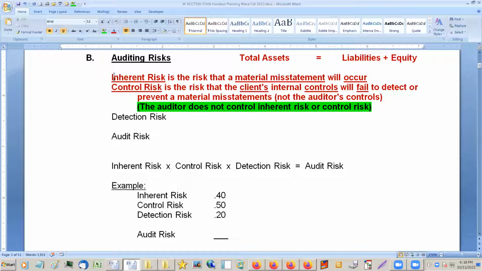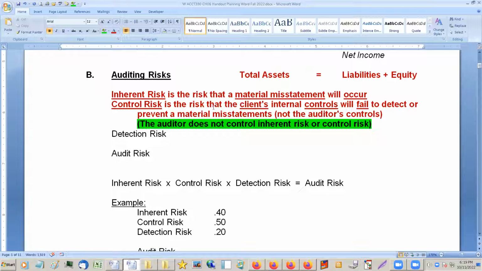We don't control whether the client might have a material misstatement occur either through mistakes or through fraud. We can't control that. If we could, audits would be really easy. We'd tell them to knock it off and you'd be done. Control risk: again, we don't have control over the client's internal controls. You may say, well, wait a minute, if there's a problem with their internal controls, can't we tell them about it? Well, yes, you will. But realize that those controls were in place during the year.